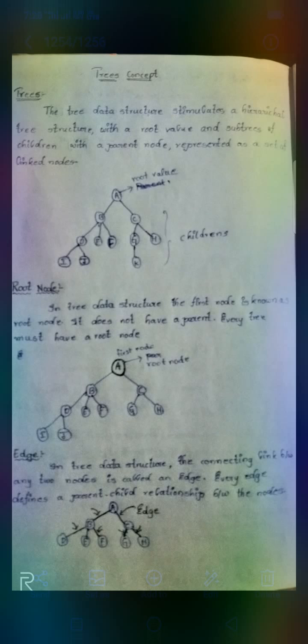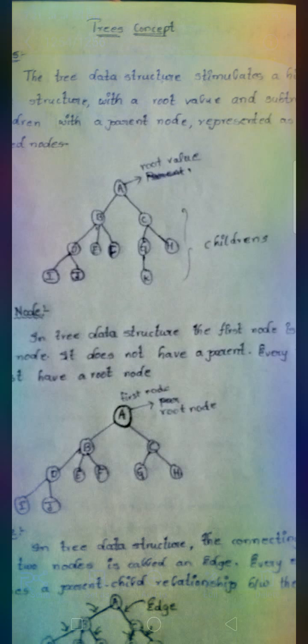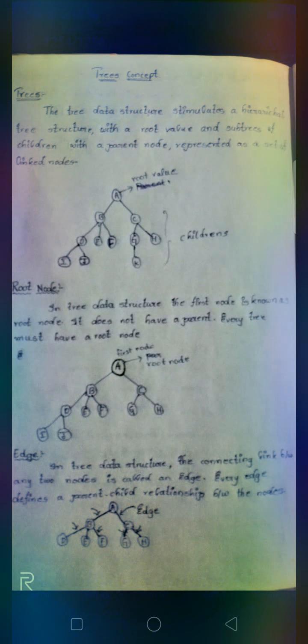To make a tree, we need a root value, and for that root value there are subtrees like B, C, E, D, F, G, H. Means for making a tree we must have that root value, and these are the children of the parent node, as we call it.